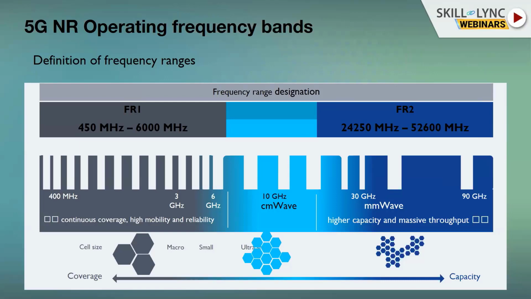In FR1 ranges, the maximum bandwidth is 100 megahertz. And in FR2 ranges, the maximum bandwidth is 400 megahertz. For example, in our live networks, I'm working now on an LTE and VoLTE project. We have a maximum of 100 megahertz after aggregating multiple bands. So this is the maximum used. We are now at FR1.